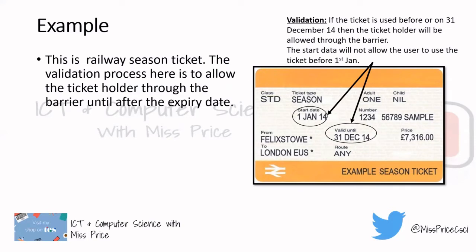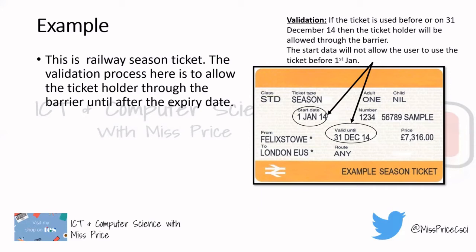So if this person is using the ticket before the 1st of January 2014, then it will not let them through. Or if it's using it, say, the 1st of January in 2015, it will not let them through. But anything on or inside those boundaries, the user can go through the gate.